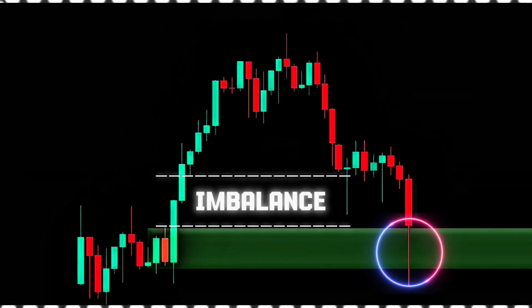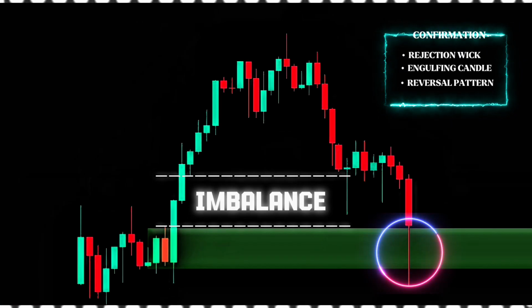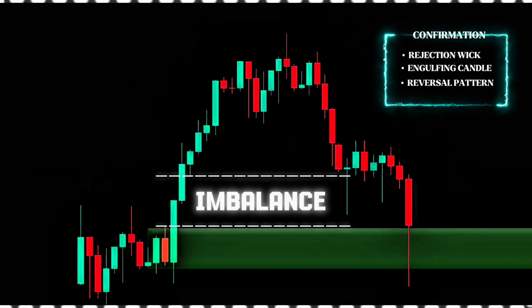Once price touches your zone, don't jump in blindly. Wait for confirmation, like a rejection wick, engulfing candle, or strong reversal pattern on lower time frame. That's where your low-risk, high-reward trade begins.